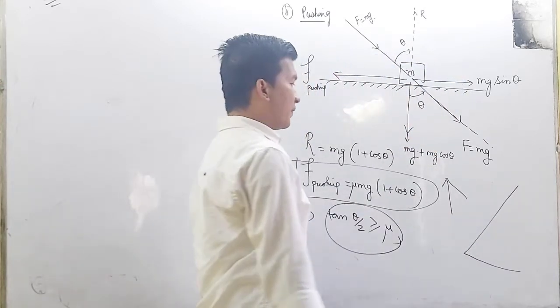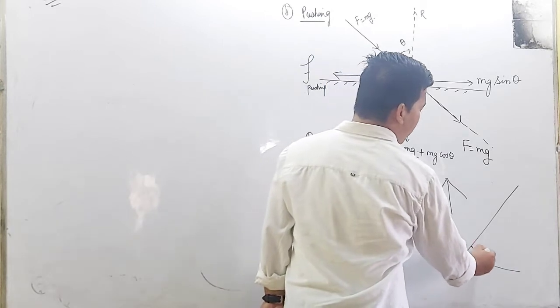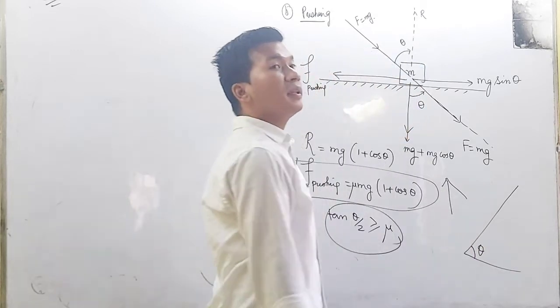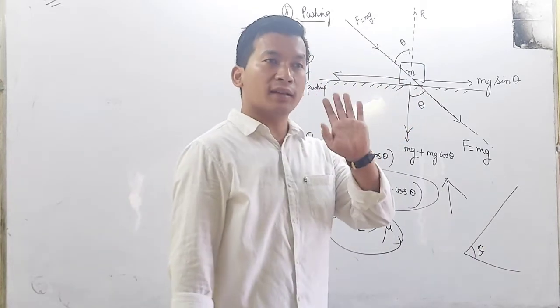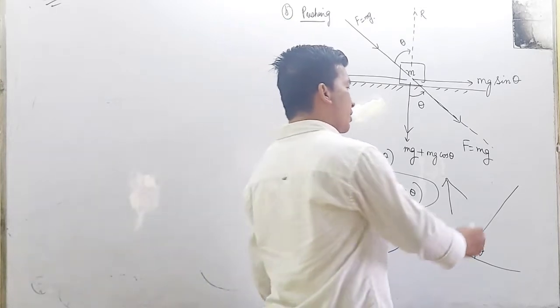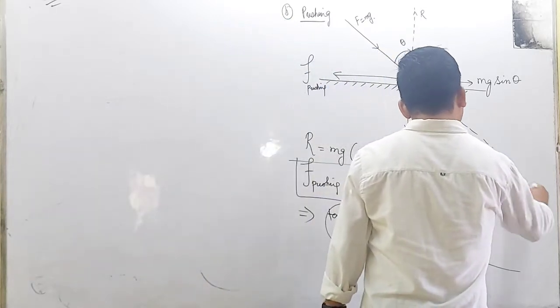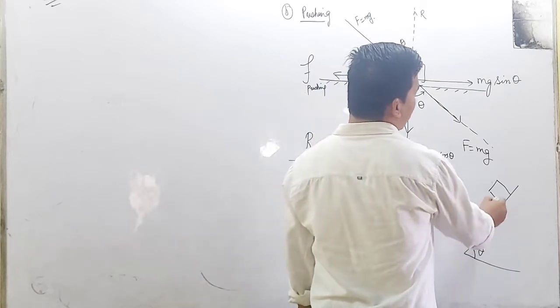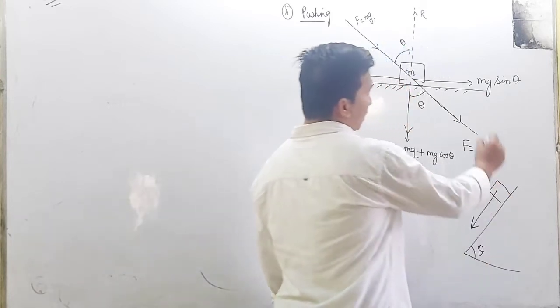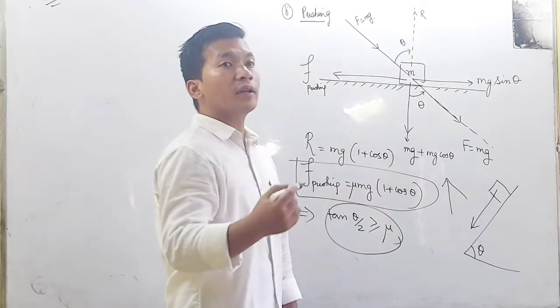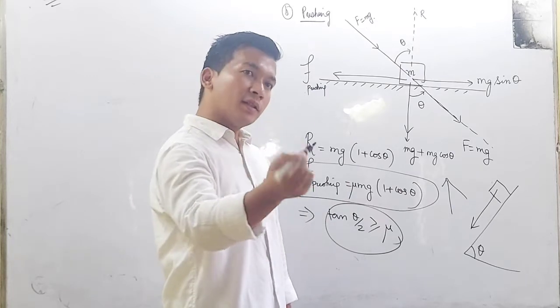This is a smooth surface and this angle is theta. Theta will now be known as the angle of inclination. Any object which is placed on this smooth inclined surface will have an acceleration equal to what? What is the acceleration down the inclined plane?